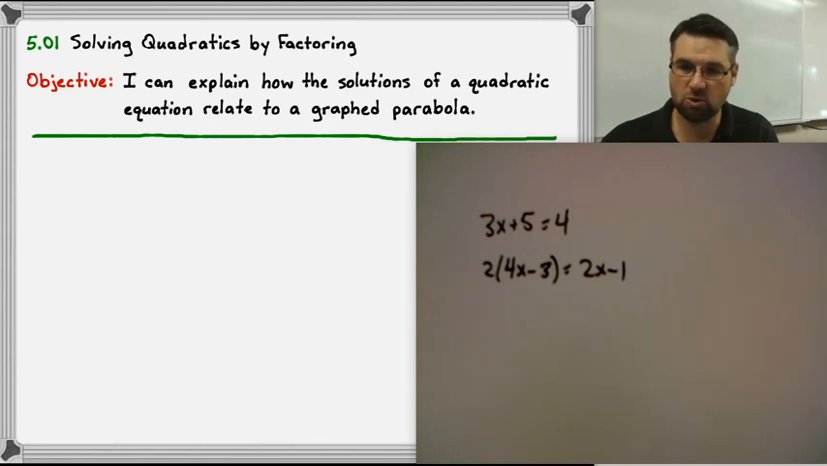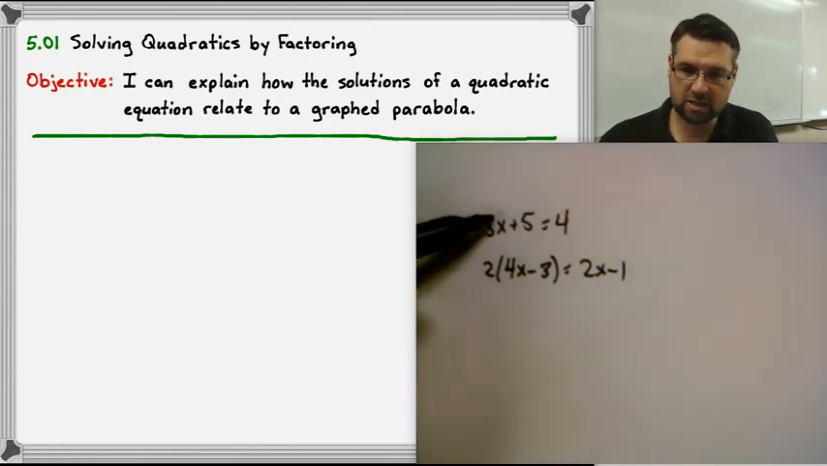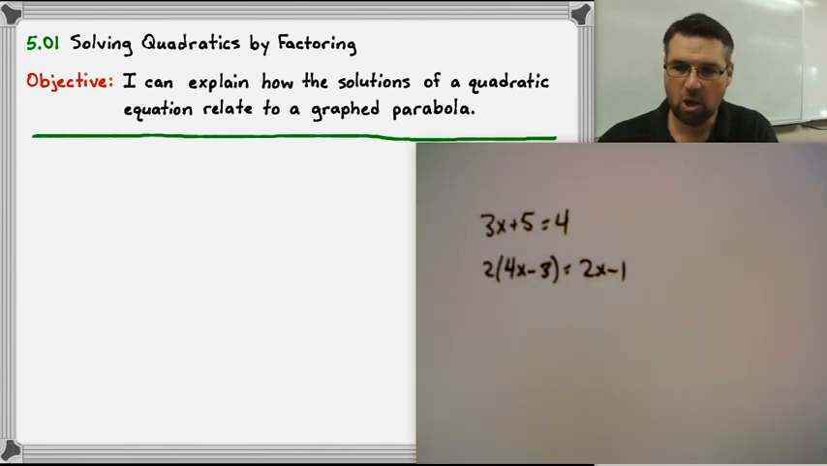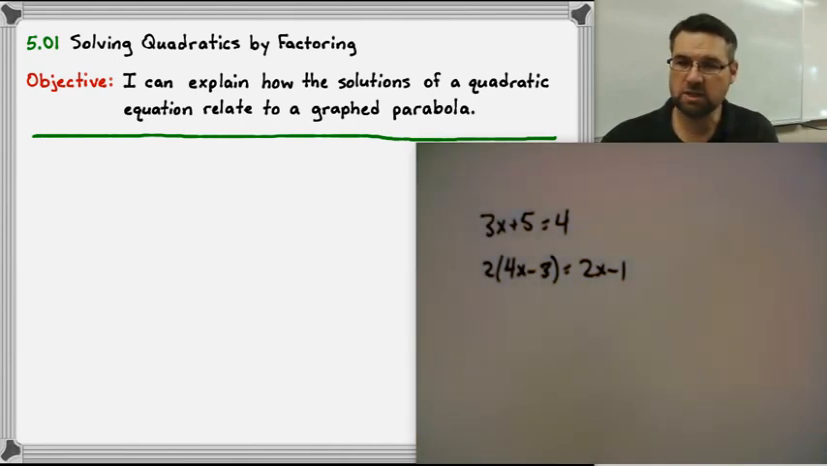It's a linear equation. Why is it linear? Because the highest exponent is 1. The highest exponent on the x is 1. Well, this year, our focus is on quadratics.